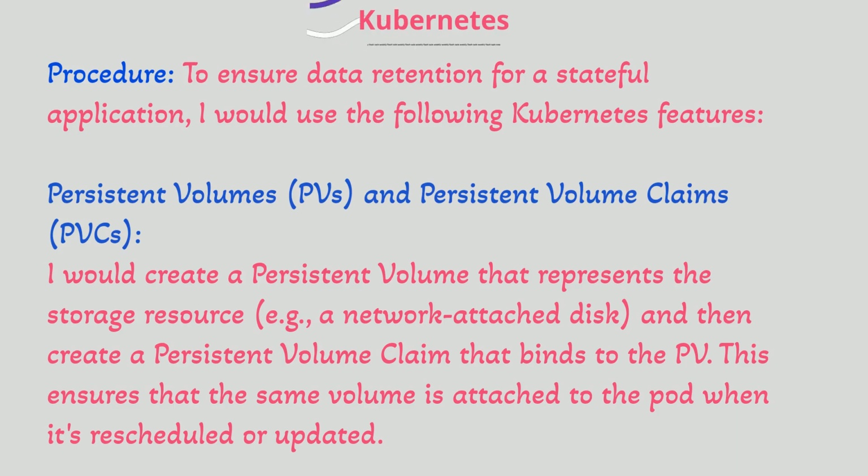persistent volume claims, PVCs. I would create a persistent volume that represents the storage resource, for example, a network-attached disk, and then create a persistent volume claim that binds to the PV. This ensures that the same volume is attached to the pod when it's rescheduled or updated.